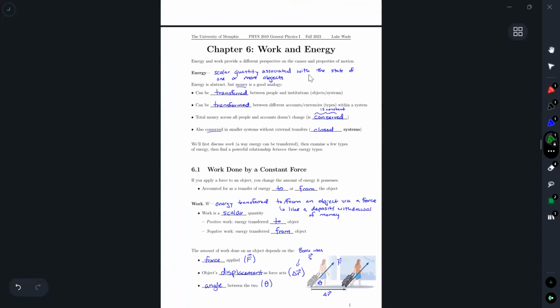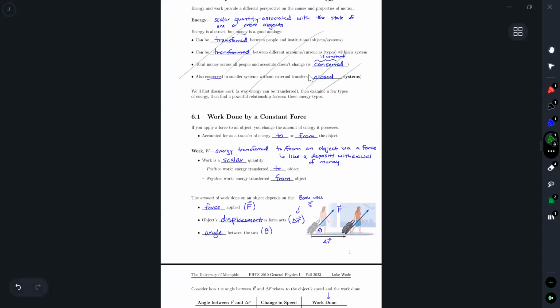The big things are, we use this money analogy. If it helps, great. If it doesn't, don't worry about it. So marking it out as far as if the money thing never made it make any more sense, don't rely on an analogy that doesn't make sense to explain something else that doesn't make sense. Just take more focus on the work and energy concept itself.